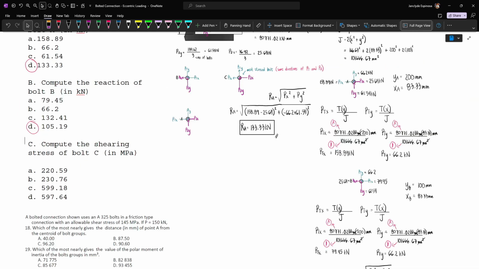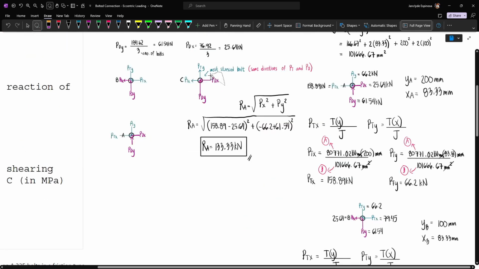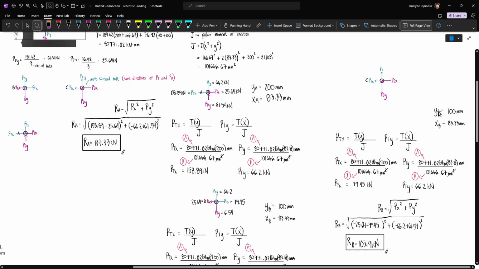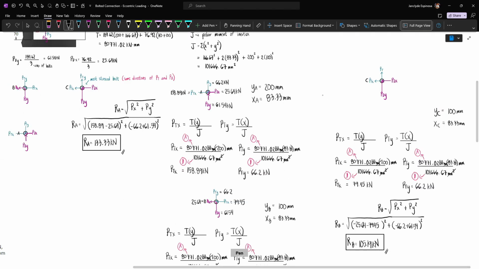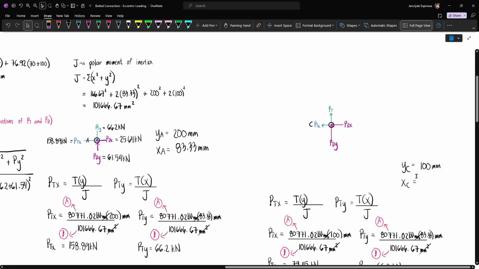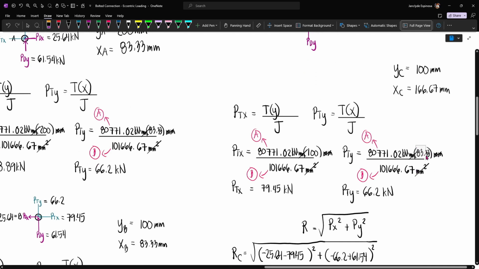And so for the last question, compute the shearing stress of bolt C, we need to first find the reaction at C. So this is bolt C. We will still follow the same process, so let's just copy this one. This is now YC and XC, and this is also RC. Looking at bolt C, the vertical distance from this point up to the centroid is 100, while the horizontal distance from this point up to this point is 166.67. So this is 100, while this is 166.67. And so this is going to change.